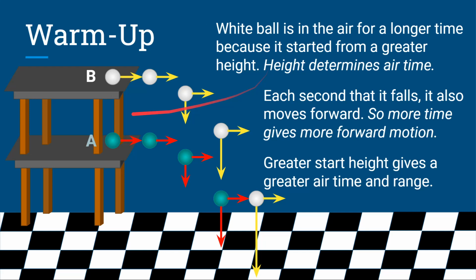Remember also that each second that both of these are falling, they're also moving forward. So if this ball is in the air for more time, let's say it's moving 3 meters per second when it leaves the table, then it's going to go 3 meters each second. Let's say each of these is a second, so that's 3 meters, 3 meters, 3 meters, 3 meters, 3 meters. If it has more seconds in the air, that's more time for it to move forward as well, and so it's going to give you a greater range.